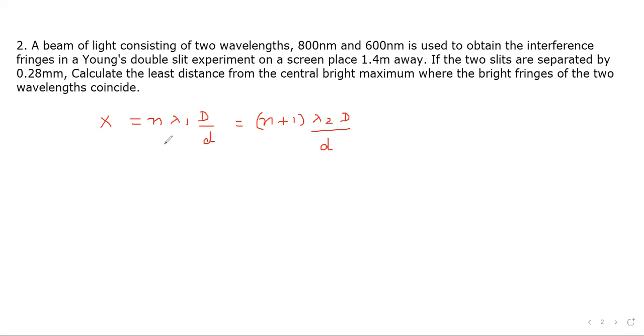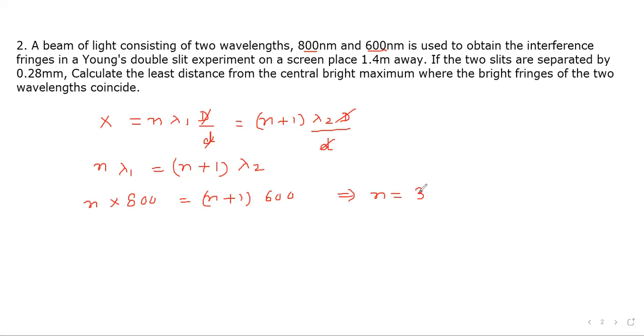So here D upon d will cancel out. So we will be left with n lambda 1 equal to n plus 1 lambda 2. We are given lambda 1 as 800, lambda 2 as 600, and we should not convert it in meter because they will get cancelled. So n times 800 must be equal to n plus 1 times 600. So if we simplify it, we will get n equal to 3.